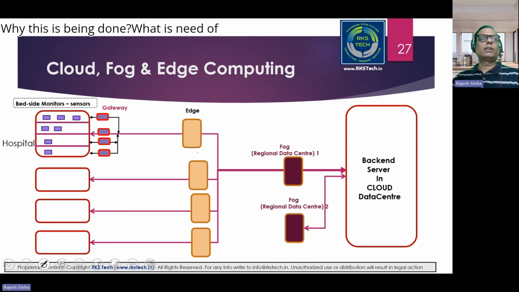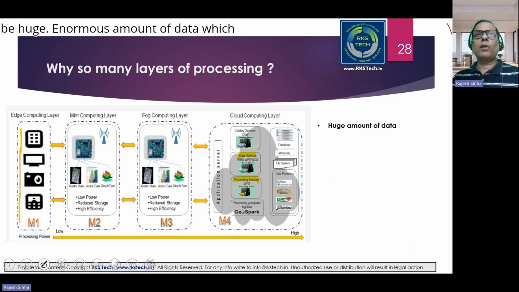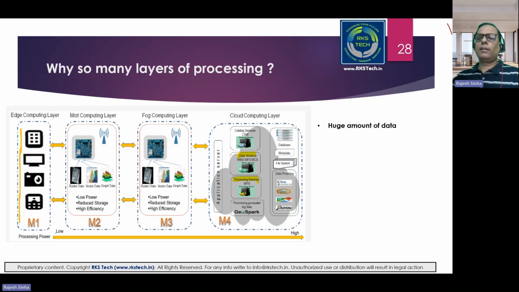Why this is being done? What is the need of multi-layer processing? Because there could be huge, enormous amount of data which could be produced by all these sensors. When you have hundreds, thousands and millions of devices, these devices may be producing so much data, and it may not be practically a good idea to send all the data to one central location. Therefore, we have to have a hierarchical structure. So to handle huge amount of data, to bring in more efficiency in the system, to give better experience to the user by reducing the latency, this is the idea behind multi-layer processing.